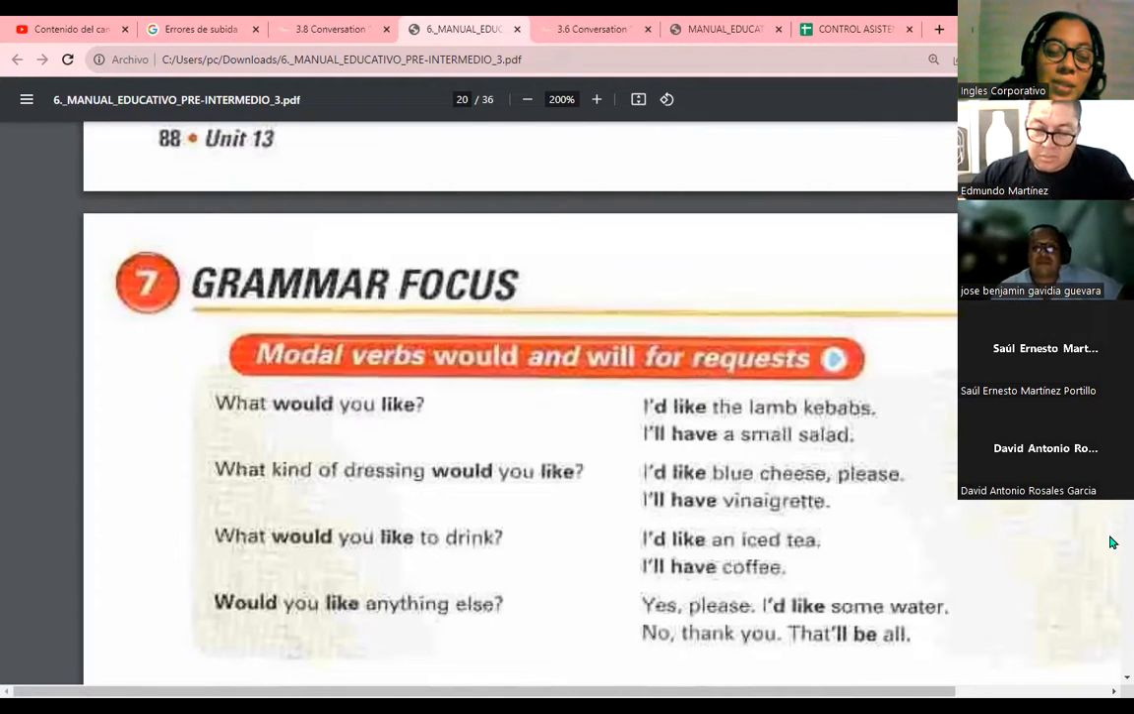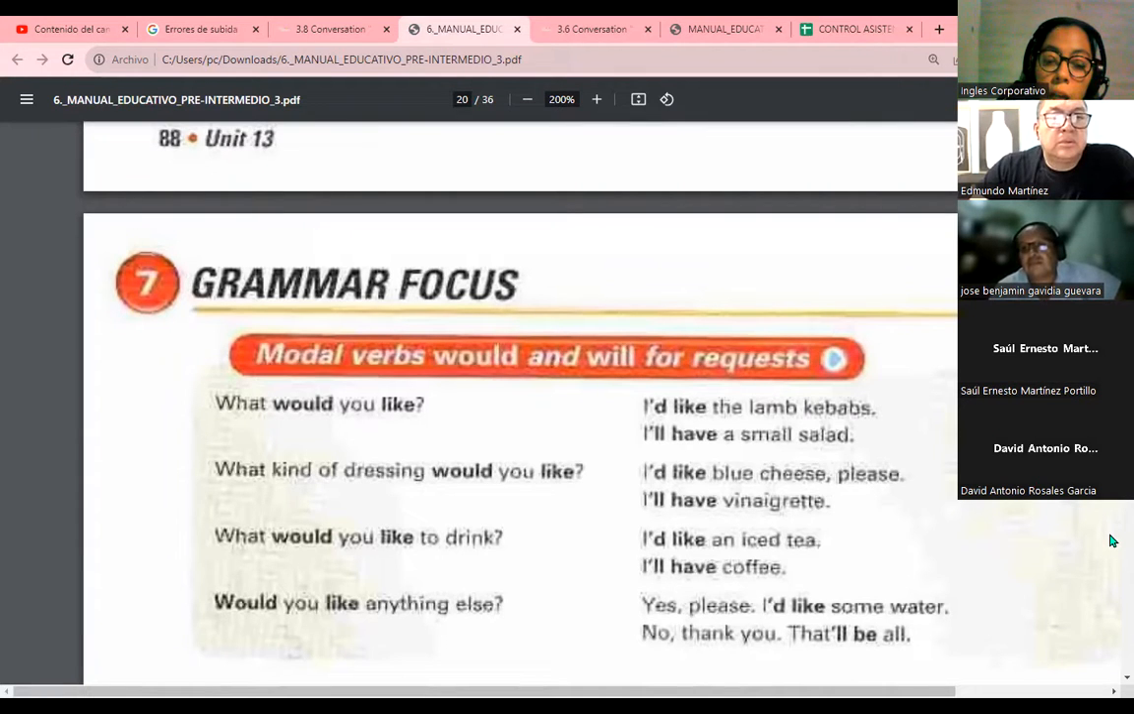Okay, what would you like to drink, José? ¿Qué le gustaría? What would you like to... I like the orange juice. And vamos a ver, would you like anything else? ¿Qué más usted? I like some coffee.